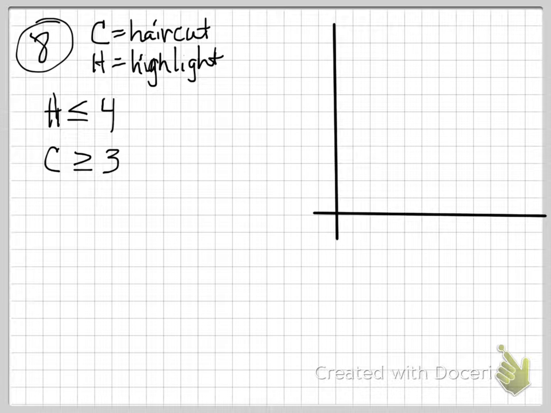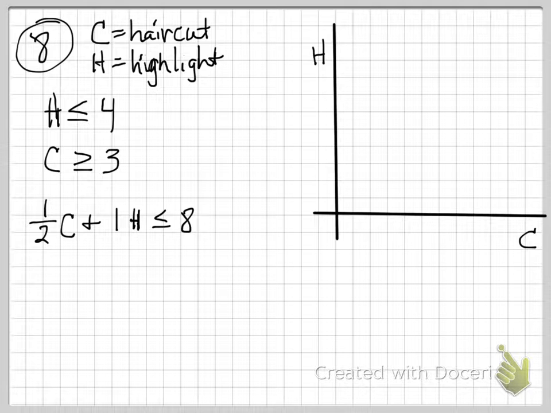Now let's use that first sentence. It's 30 minutes for a haircut and 1 hour for highlights. So I have 1/2 for the haircut plus 1 for the highlights, and that has to be less than or equal to 8 because they only work 8 hours in a day. Well, H seems like the easiest thing to solve that problem for. So I'm going to put H on my y-axis and C on my x-axis.